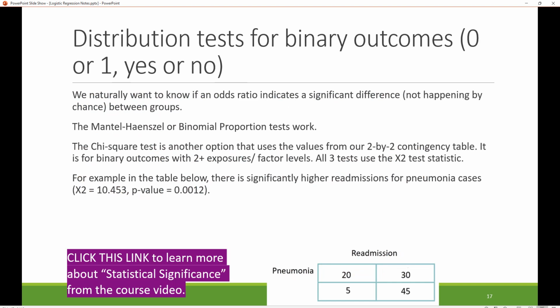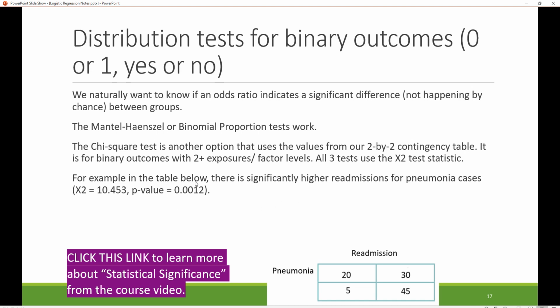So we've talked about odds ratios, and one way to test that is to use distribution tests for binary outcomes. Those could be 0 or 1, yes or no. We naturally want to know if an odds ratio indicates a significant difference. In other words, it's not happening by chance between groups. The Mantel-Haenszel or binomial proportion tests work. Those are good options. The chi-square test is another option that uses the values from our 2x2 contingency table. It is for binary outcomes with 2 or more exposures or factor levels. All 3 tests use the chi-square test statistic.